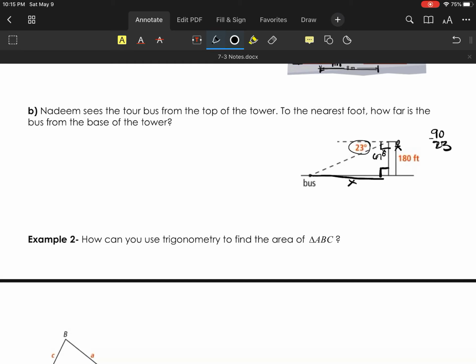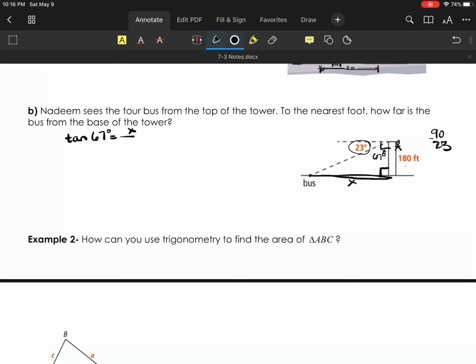Because we're trying to figure out how far the bus is from the base of the tower, which would be this. I'm trying to find this side. All right? So I know the height of the tower is 180 feet. I'm trying to find that missing side x, and my angle is 67 degrees. If I look at these two sides, 180 and x, that would be my opposite and my adjacent side. So again, I'm going to use tangent.